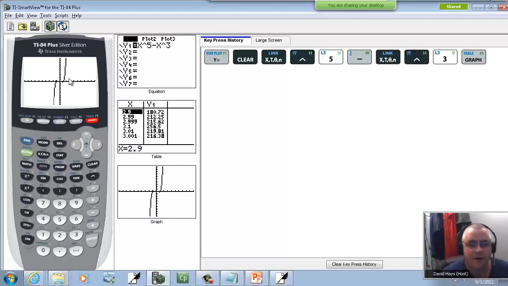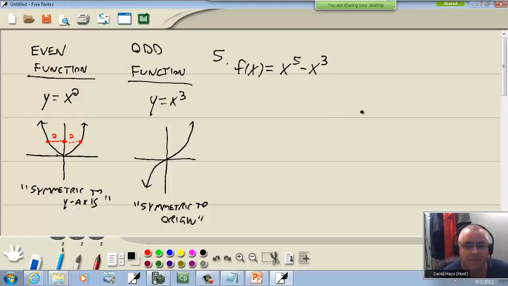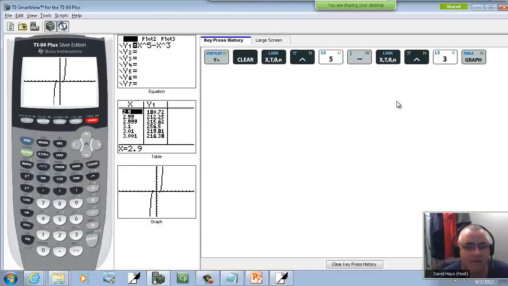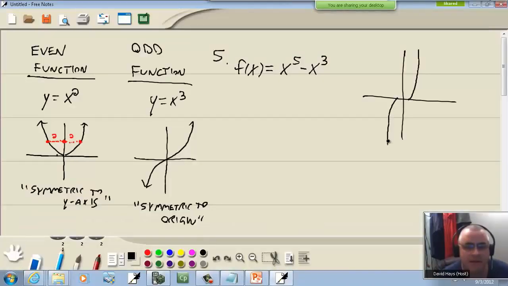Now, is it even or not? Well, if we take the right side of our graph and flip it over across the y-axis, there's nothing for it to land on over here, so it's not even. But it is odd, and I wanted to have an example of an odd one up here to show it. Okay, so this is more or less what a graph looks like.